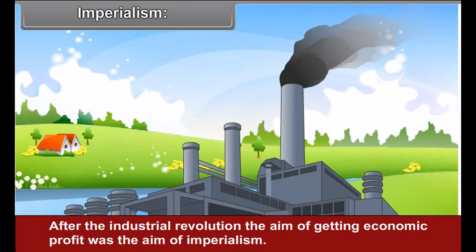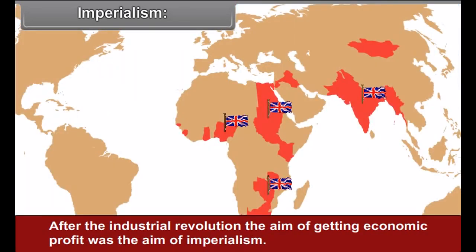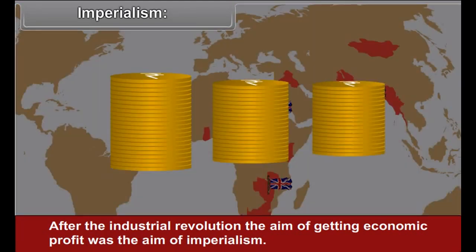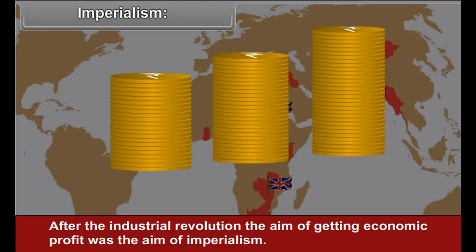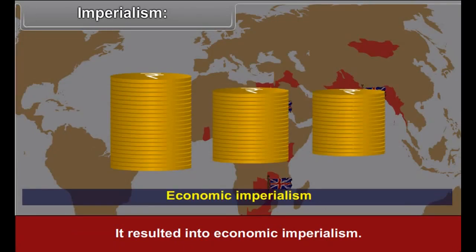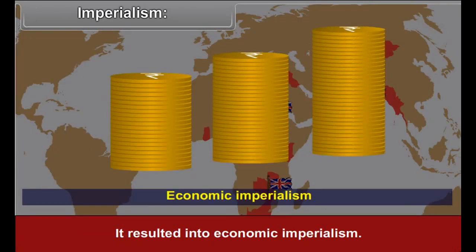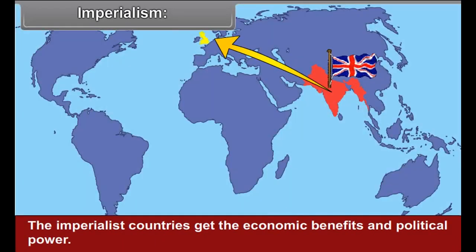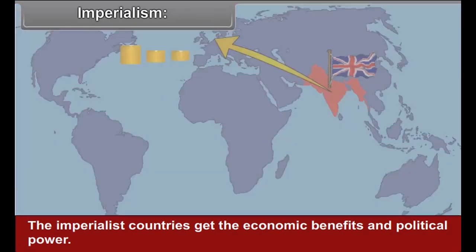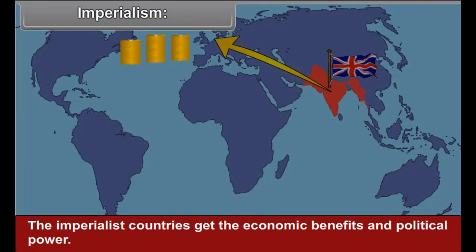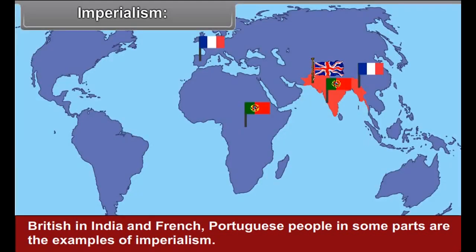After the Industrial Revolution, the aim of getting economic profit was the aim of imperialism. It resulted into economic imperialism. The imperialist countries get the economic benefits and political power. British in India and French, Portuguese people in some parts are the examples of imperialism.